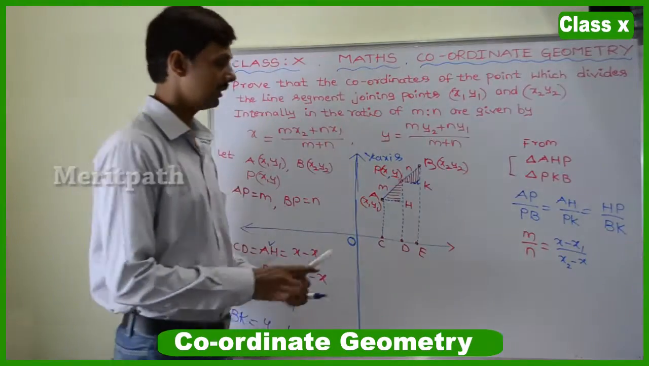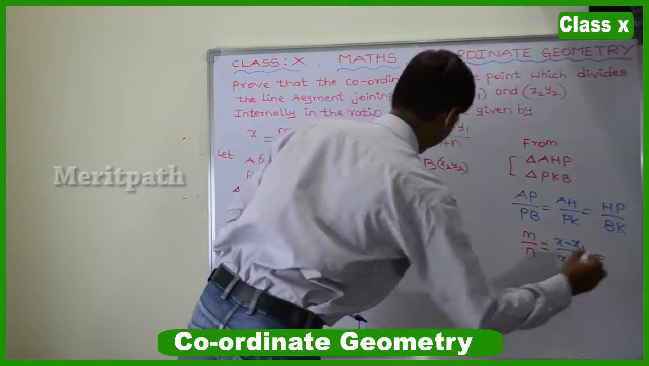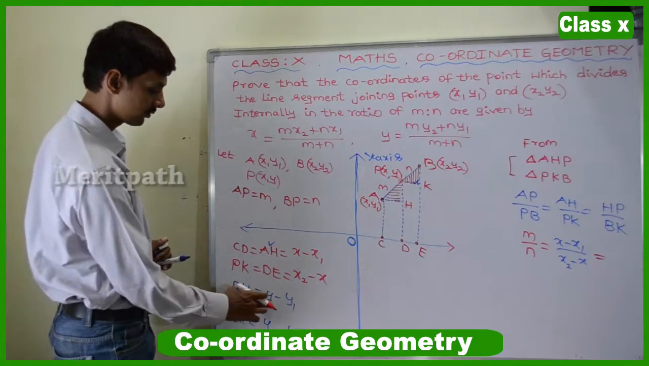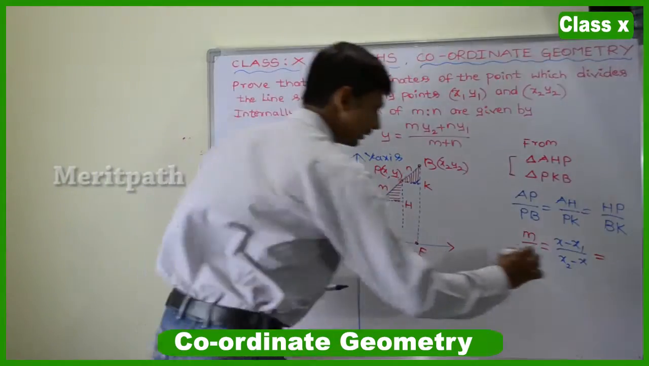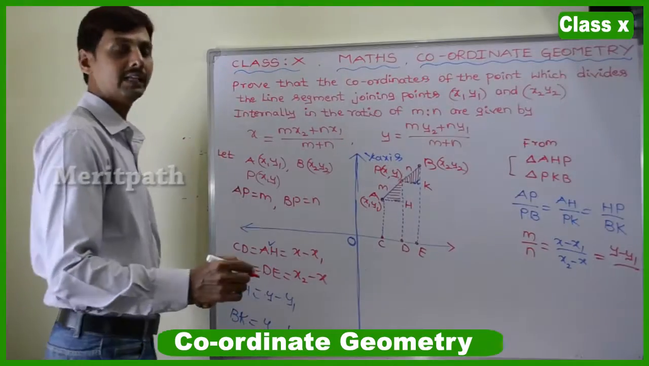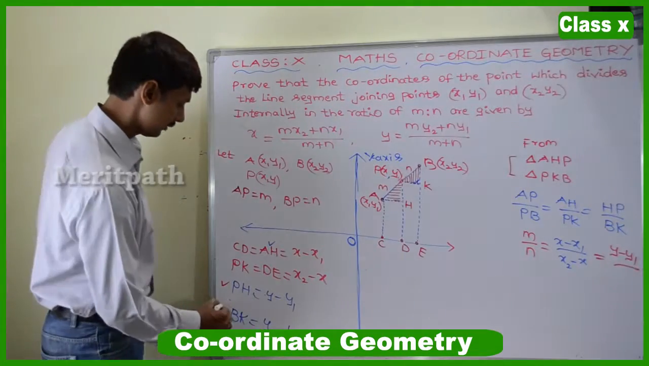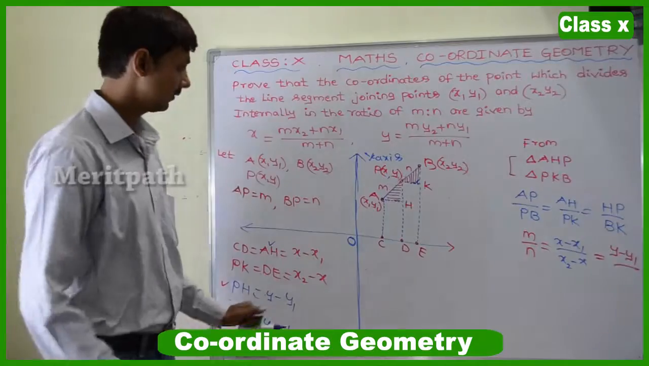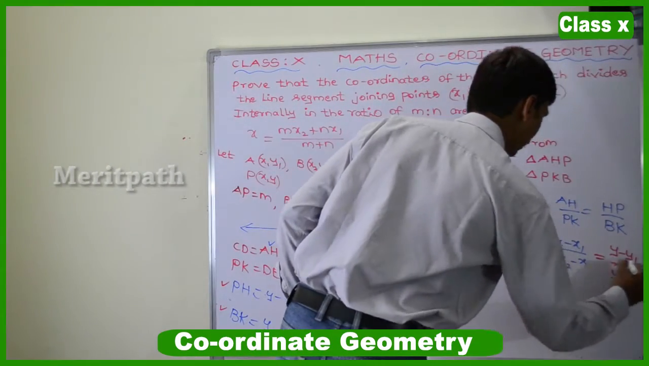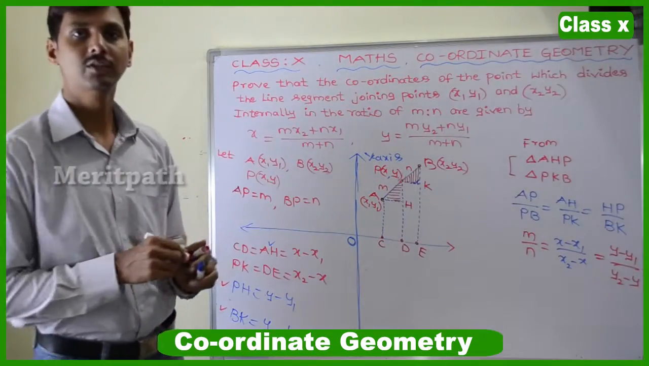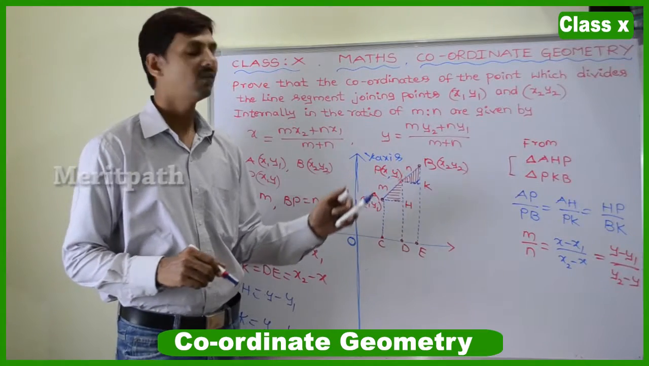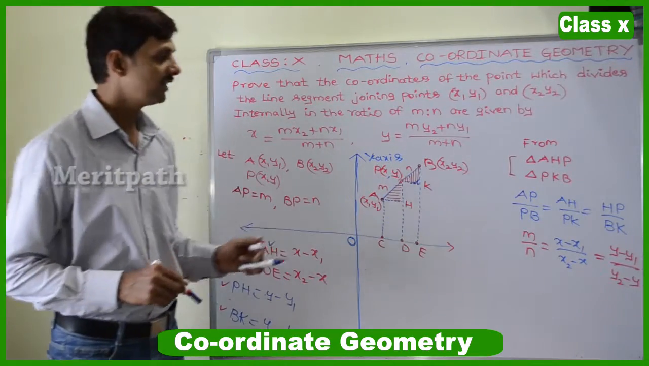Now let us take the value of HP or PH. The value of PH is equal to y minus y1, divided by the value of BK. The value of BK is y2 minus y. Here we got m by n is equal to x minus x1 divided by x2 minus x, which is equal to y minus y1 divided by y2 minus y.